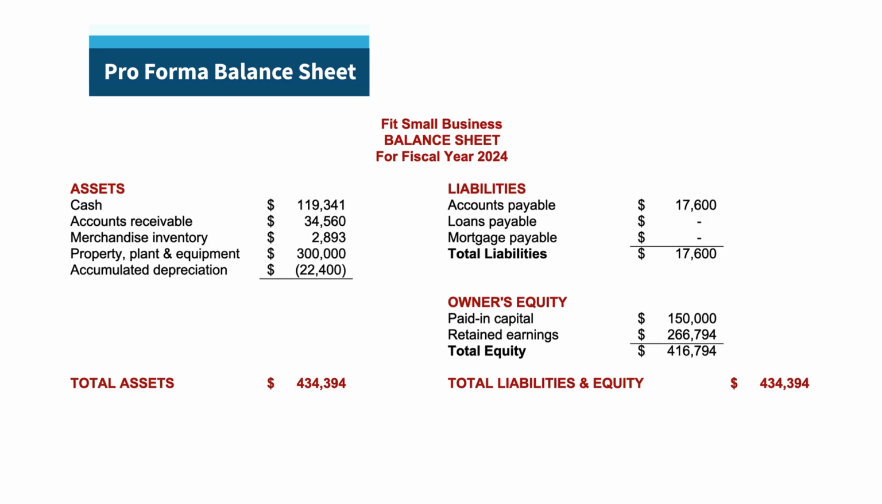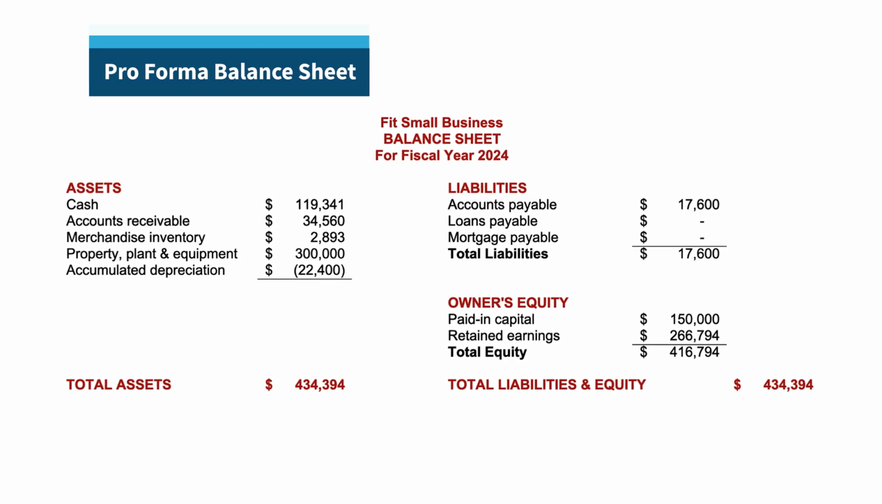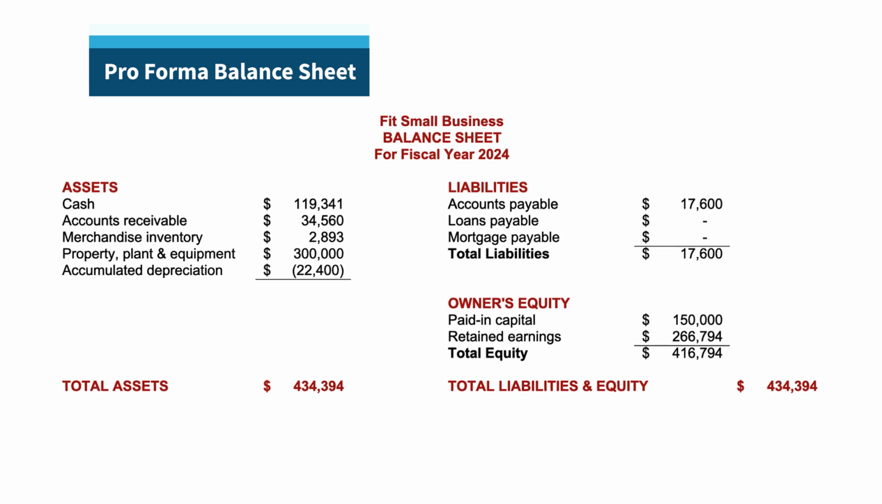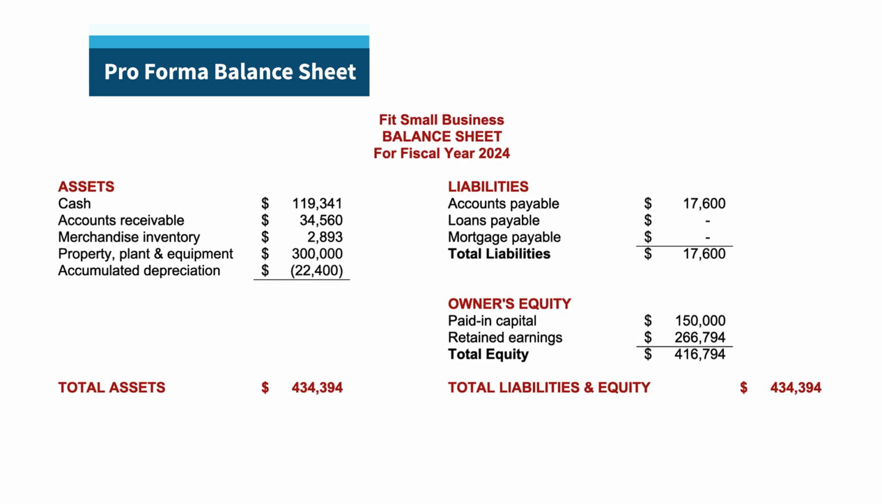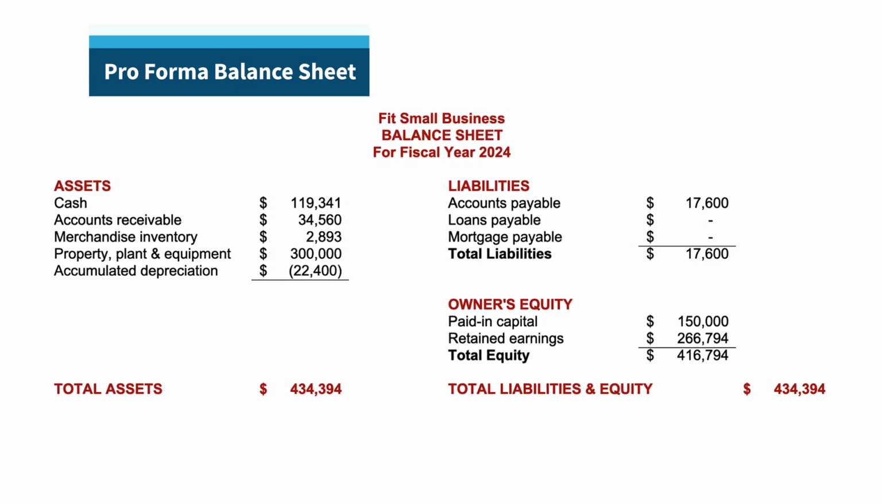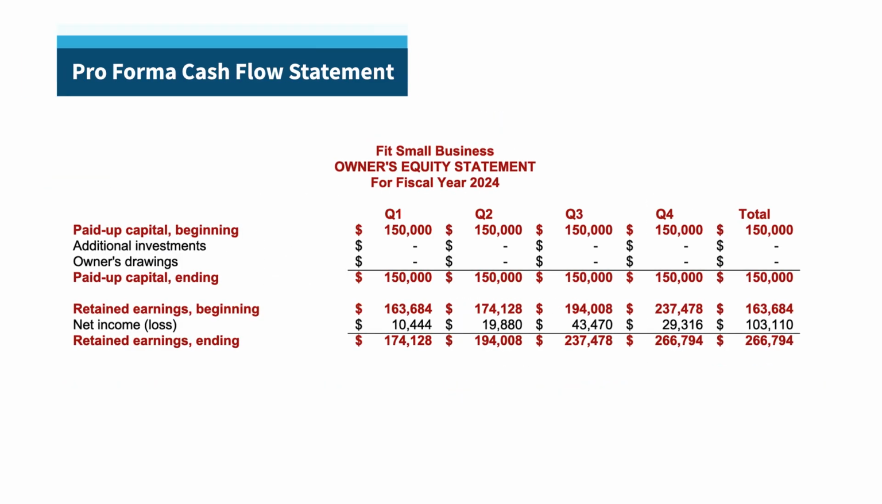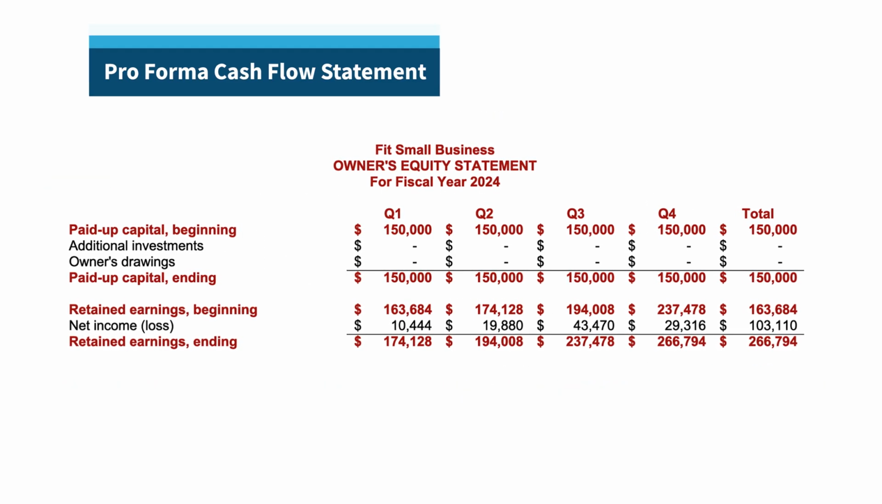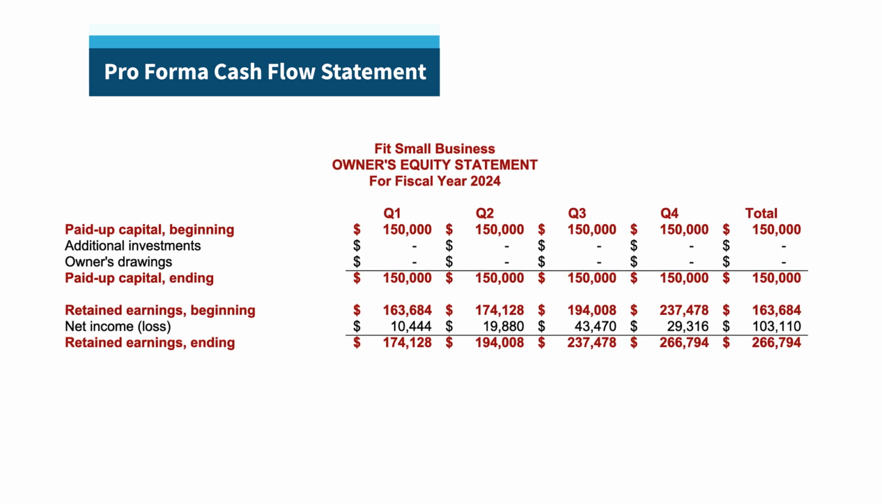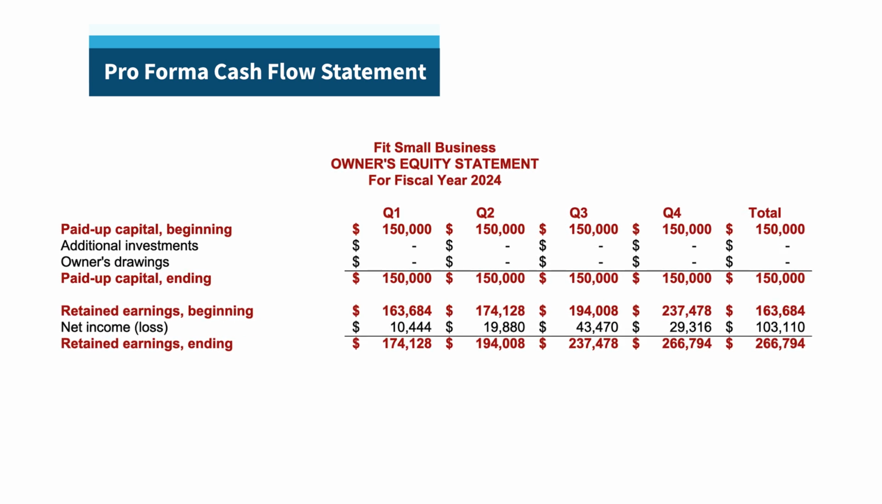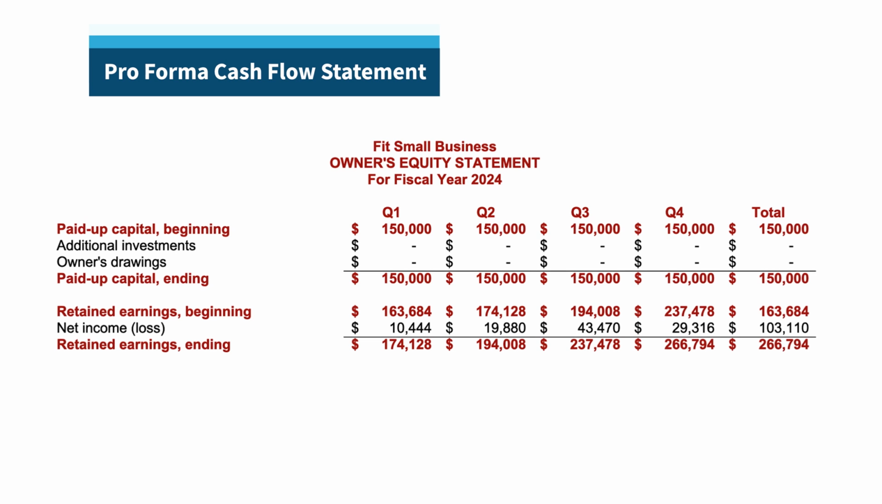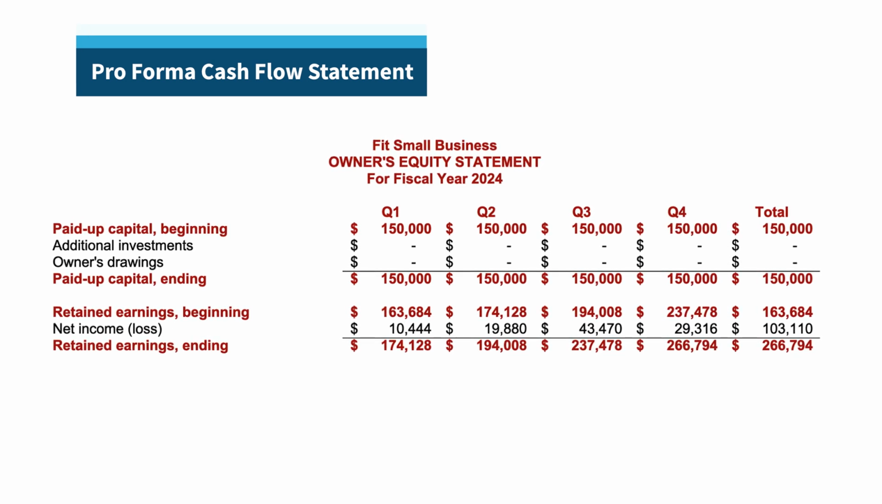Next, there's the pro forma balance sheet. It provides a snapshot of your projected assets, liabilities, and equity, allowing you to assess your financial position and track progress towards stability and growth. Then there's the pro forma cash flow statement. It forecasts cash inflows and outflows, ensuring you maintain sufficient liquidity to meet obligations and capitalize on opportunities.